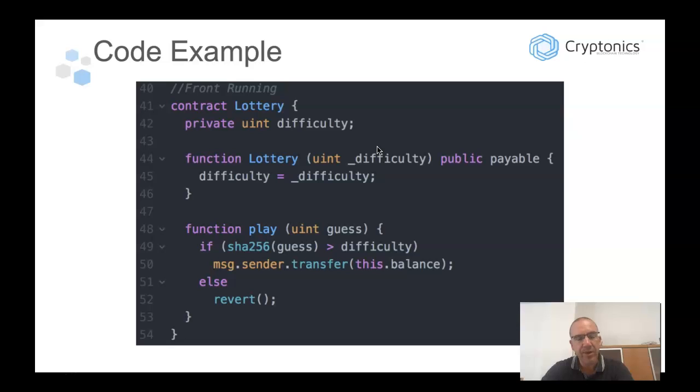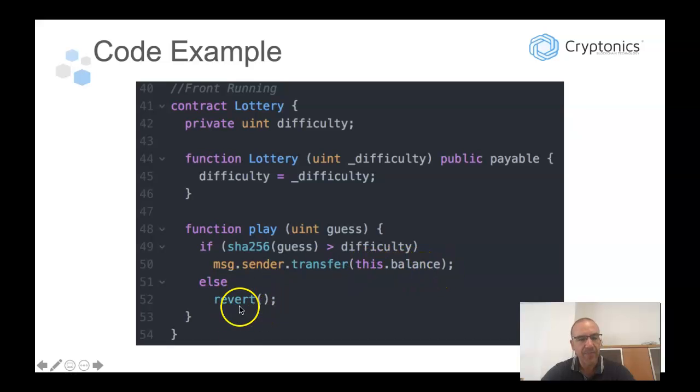Here's a very silly code example of how this could be exploited. It's deliberately simple, and there's a number of things wrong with this, but let's just focus on the front running issue here. It's a very naive lottery. The way this works, to participate in the lottery, users can submit a large number, and then the contract computes the hash of this number, and if that hash is larger than a certain value, the parameter which is the difficulty, then the user that has executed this transaction is the winner and receives the balance of the smart contract.